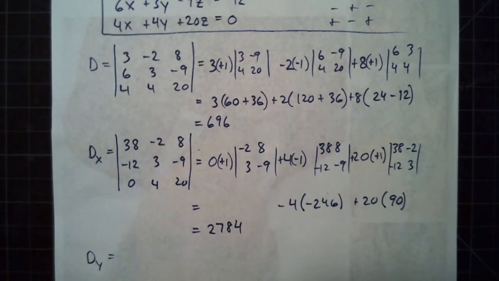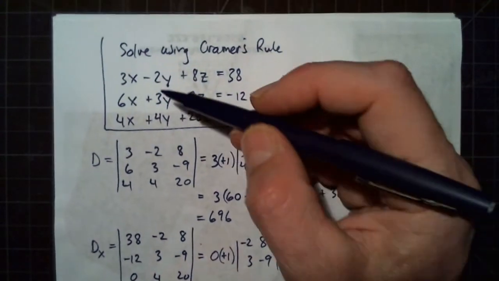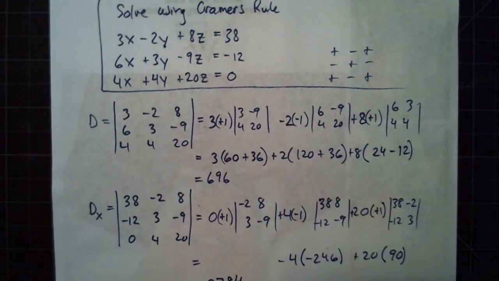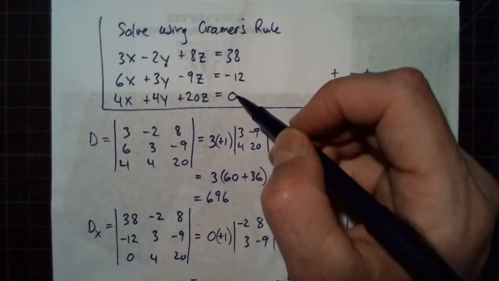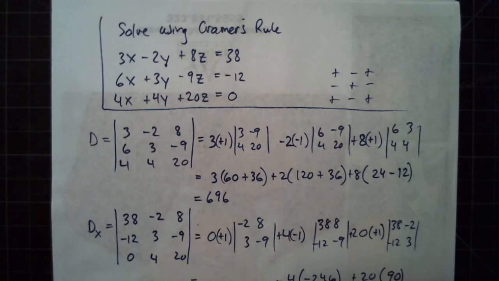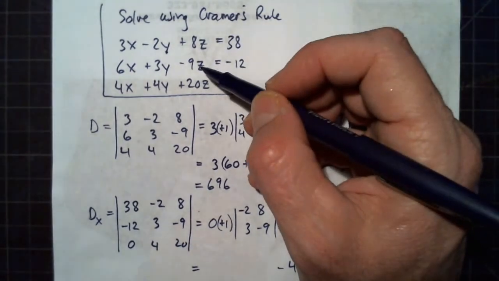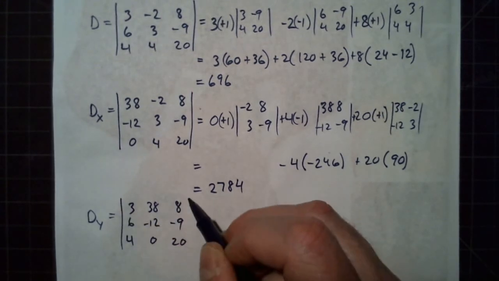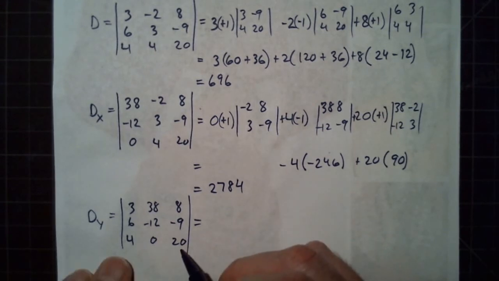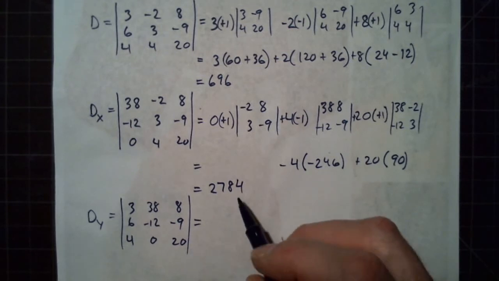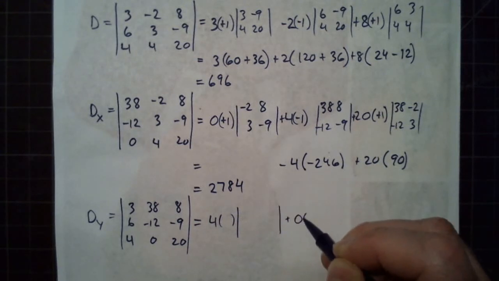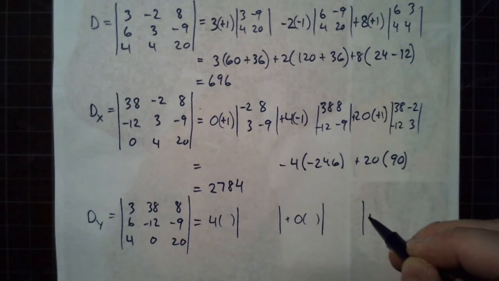Let's do the same thing and replace the y coefficients. So we're going to replace these numbers with these numbers. Then we're going to go 38, negative 12, 0. And 8, negative 9, 20. Let's use the bottom row again because there's a 0 in it. So 4, 0, 20.